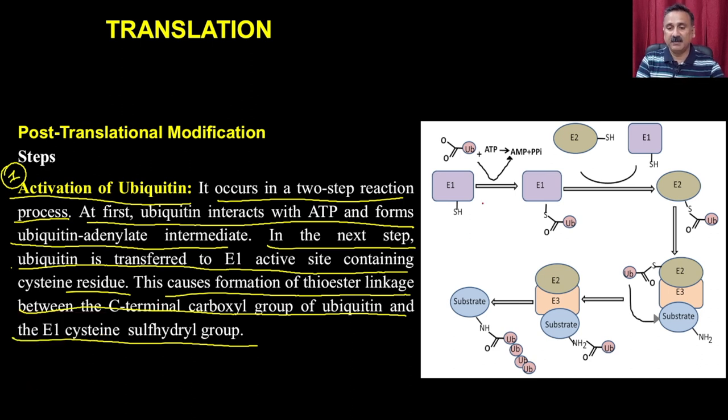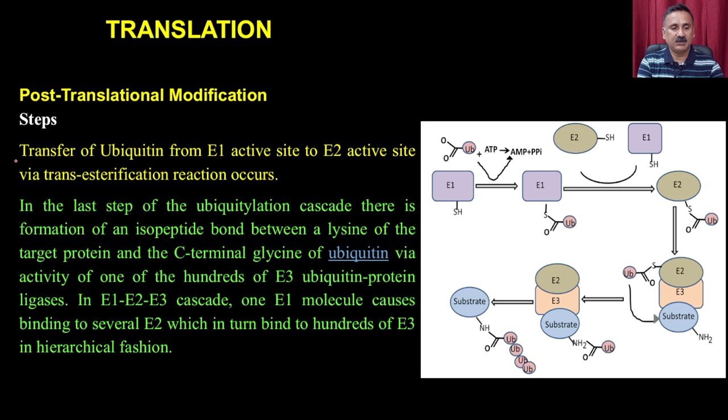So, this is what exactly happens. This is step 1, where the ubiquitin is attached with ATP, and that is how it forms the activated ubiquitin, and that activated ubiquitin binds to the E1 enzyme and forms the thioester linkage. Then in step 2, there will be a transfer of ubiquitin from the E1 active site to the E2 active site via a transesterification reaction.